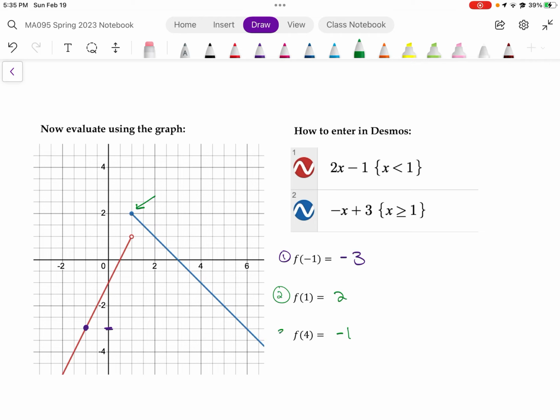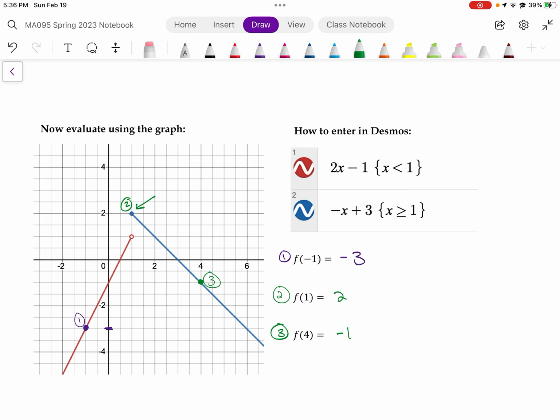All right, so that is point 2 right there. Let's label point 1 as well. Forgot to do that. There's point 1. So point 3, where's that? f of 4 is negative 1. f of 4 is negative 1 right here. And sure enough, that is correct. So that is point 3. Okay, so I just checked using the graph.